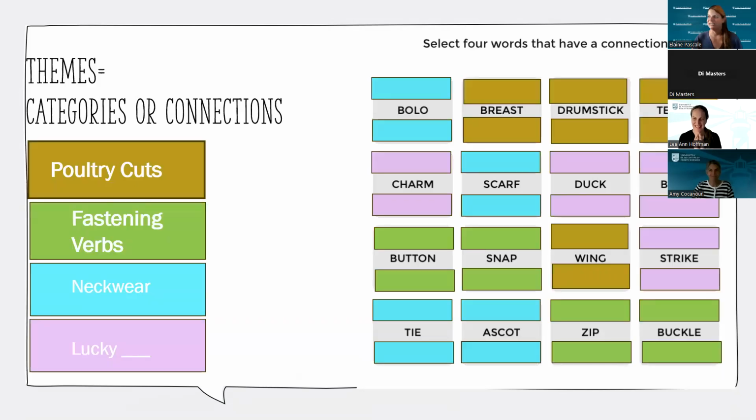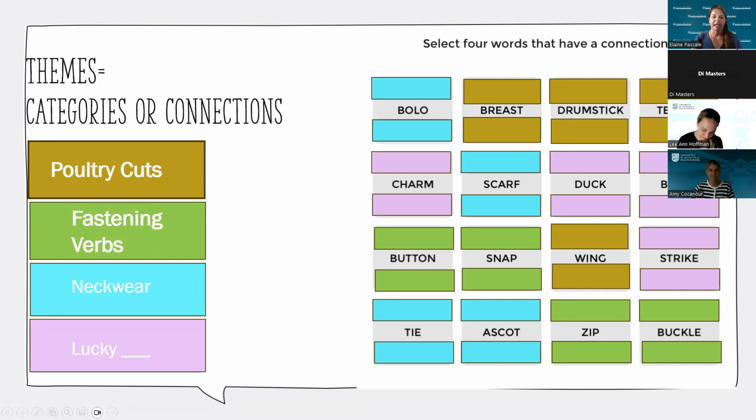And here's the answer. Some of them were poultry cuts, some of them were fastening verbs, some of them are neckwear, and some of them would begin with the word lucky, like lucky charm, lucky duck. So those little things over there, poultry cuts, fastening verbs, those are like your themes, right? That's what you're doing. You're dividing things into themes.